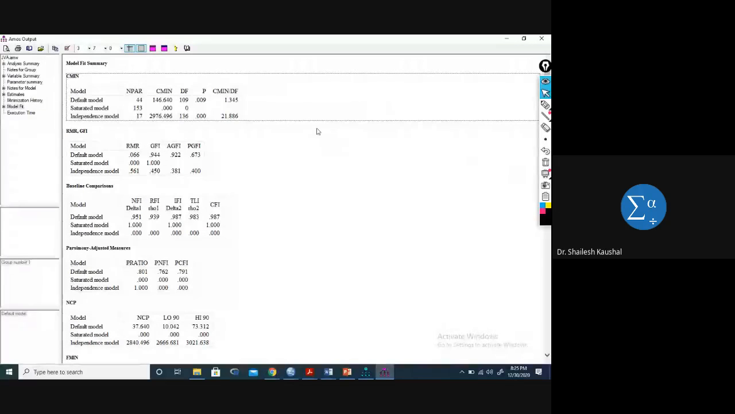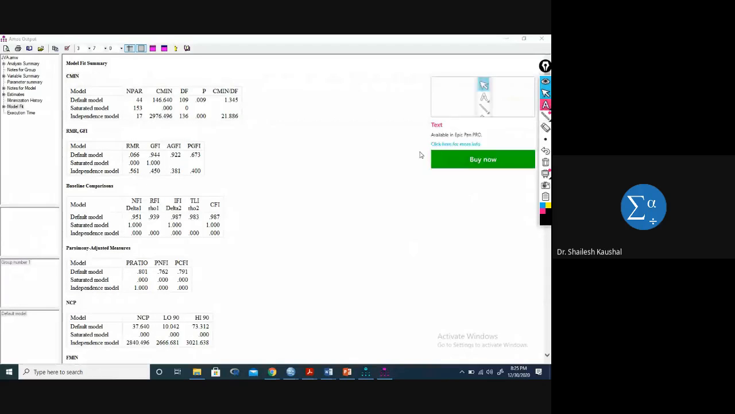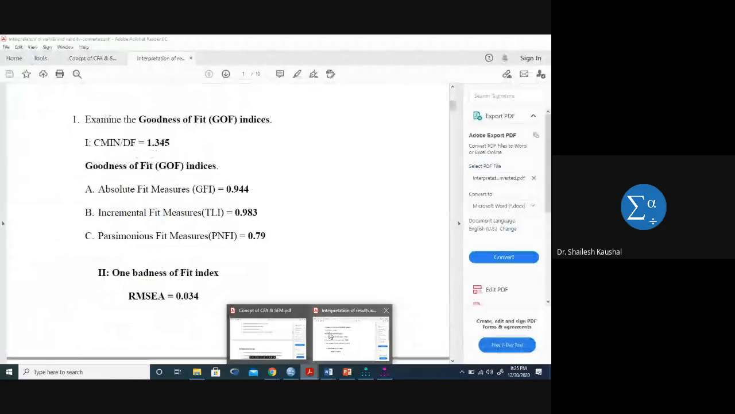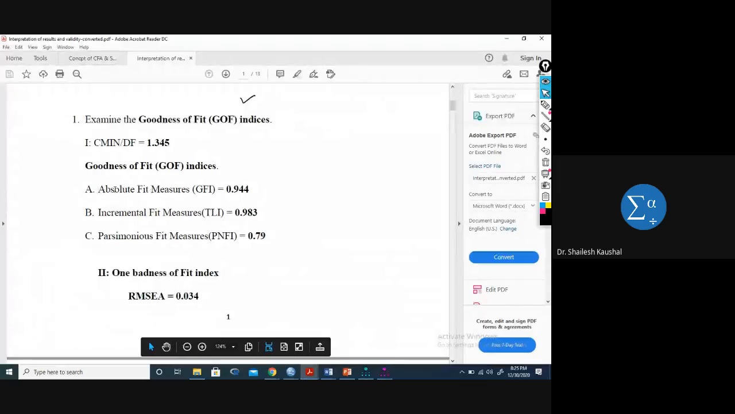Now we are producing our result, so we need to explain five things. The first is the chi-square by degree of freedom, which is less than 2, so it is okay. There is no problem. Second, we need the absolute fit measures, that is the goodness of fit index.